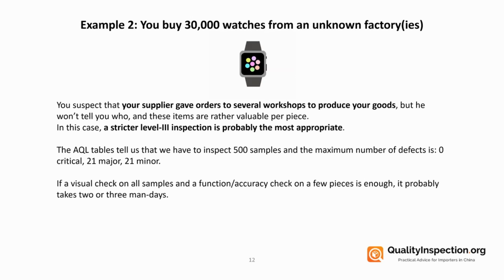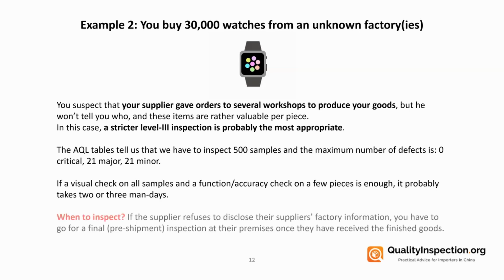The AQL tables tell us that we have to inspect 500 out of the 30,000 samples, and the maximum number of defects is 0 critical, 21 major, and 21 minor out of the 500. If a visual check on all samples and a function accuracy check on a few pieces is enough, it probably takes 2 to 3 man days to conduct this inspection.